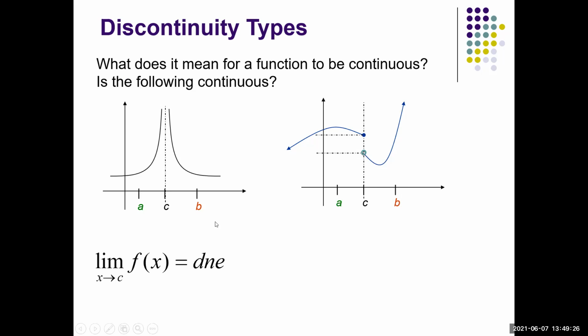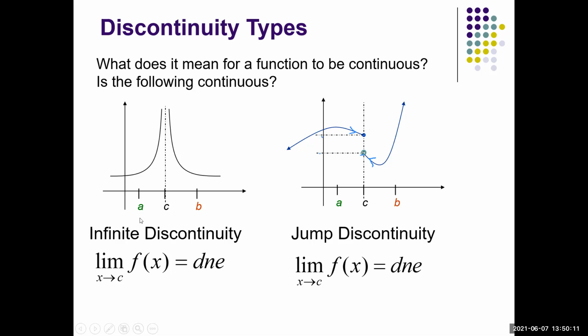Okay. In this case, you see that at c, the limit doesn't exist, right? It doesn't approach any value. And on the other side, here, the limit still doesn't exist. Why? Because it approaches different values on both sides. You see that on the left, it's approaching these values. And on the right hand side of c, it's approaching different values. So the left and the right limit do not match, and therefore the limit doesn't exist.